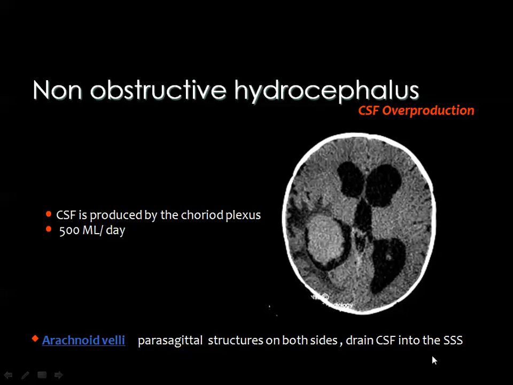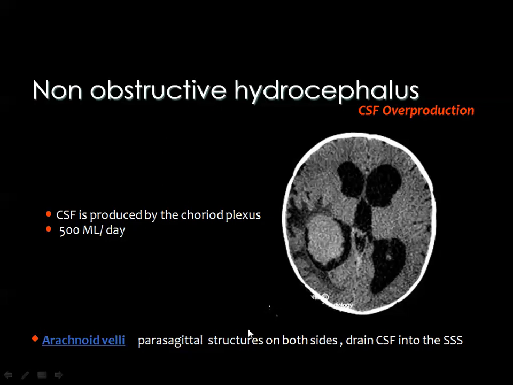Then this type of hydrocephalus is what is known as non-obstructive. The previous two types are the obstructive hydrocephalus, either within the circuit of the ventricles or outside the ventricles, in the arachnoid villi or in the dural sinuses. But this hydrocephalus is due to CSF overproduction, and this occurs when the patient has a choroid plexus papilloma. The choroid plexus papilloma is a tumor affecting the choroid plexus, which produces CSF.